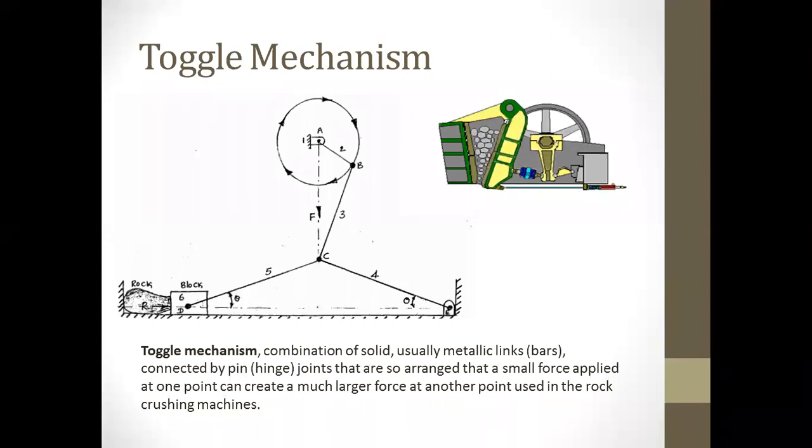Here you can see the animation of a rock crushing machine. Here they are using the toggle mechanism. There is a wheel or a crank which rotates, and in between there are intermediate links. Through these intermediate links the force can be magnified and it is used for crushing the rock. So a magnified force can be applied using this particular mechanism, the toggle mechanism.